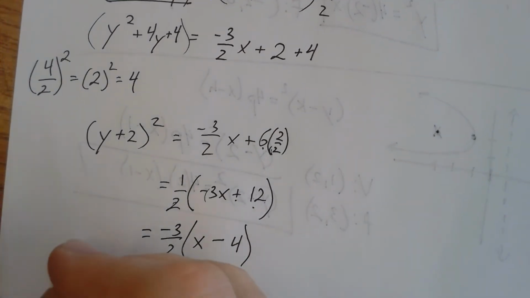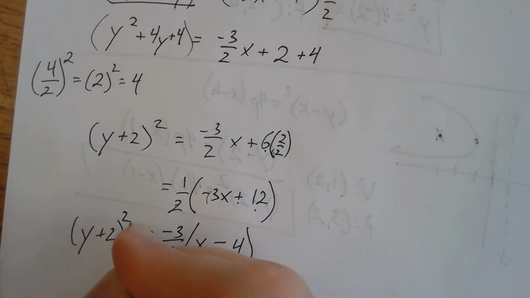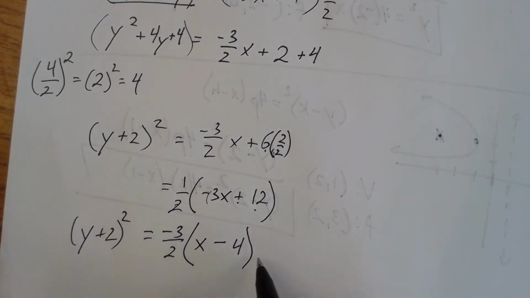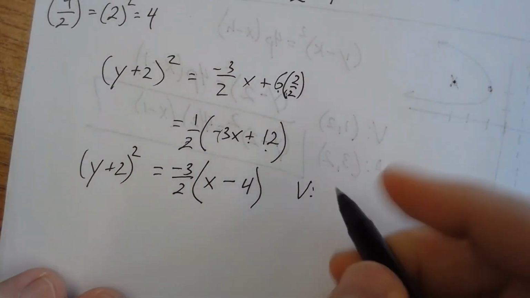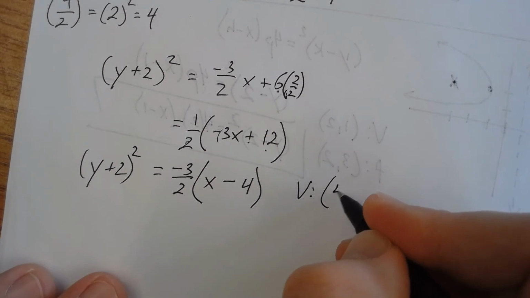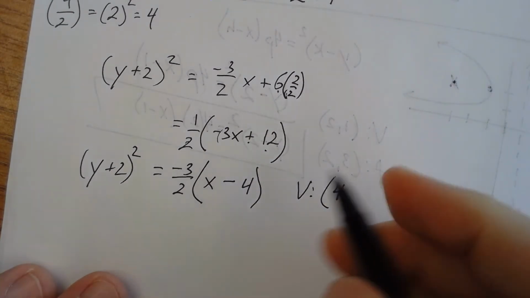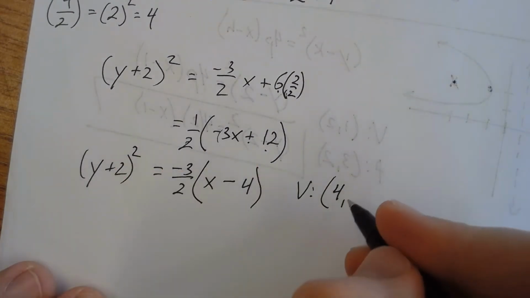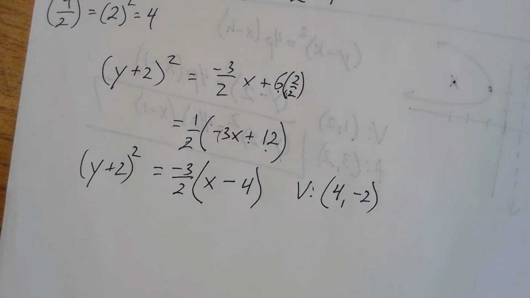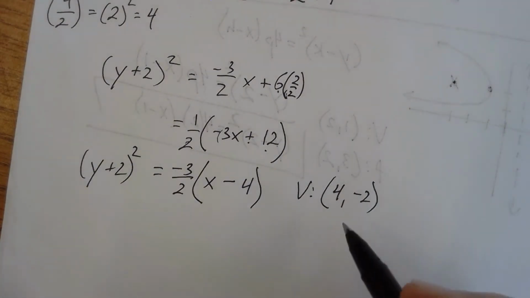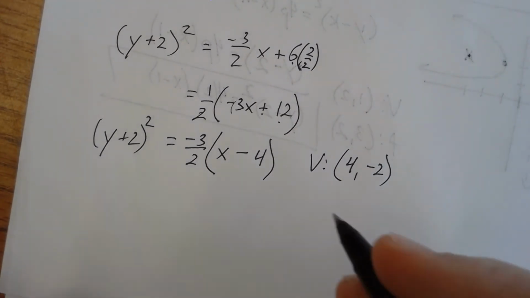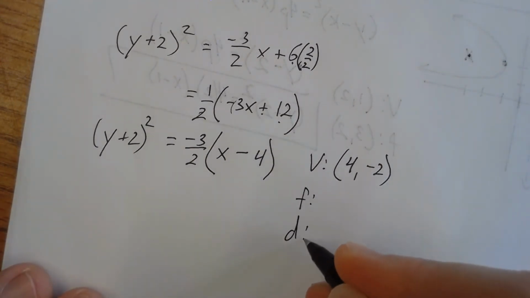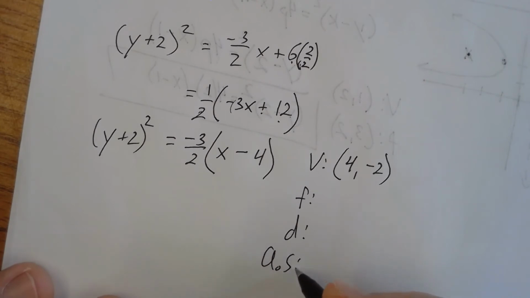Now I have (y plus 2) quantity squared equals something times (x minus 4) in parentheses. With it being in this form, I now have my vertex being (h, k), my h being a positive 4 because this is negative 4, and my k being a negative 2 because this is positive 2. It's very similar to the concept of transformations. So I now have my vertex, and now I just have to find my focus and my directrix, and then I'll find the axis of symmetry.